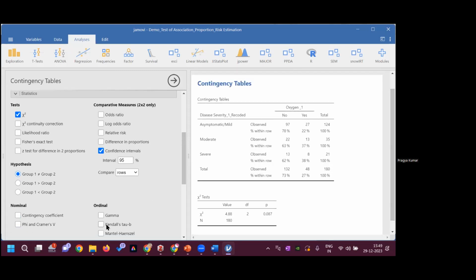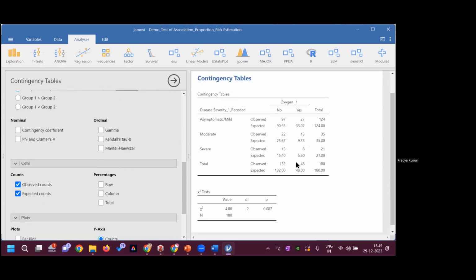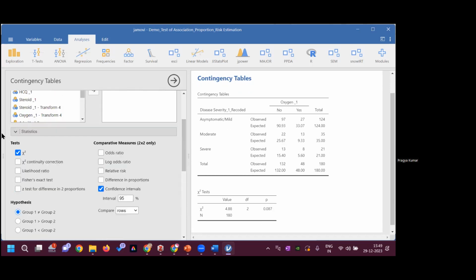And just before you go, you can check for the assumptions. So I am just seeing the expected count. You can see here, in that severe one, it is 5.60. So it is borderline, but it is more than 5. So we can say that the expected count is more than 5 in all cells, and then you can say that, yes, you can go for the chi-square. Because here, if you come, you can see there are other options, like chi-square continuity correction, likelihood ratio test, Fisher exact test, etc. Can you see this option?